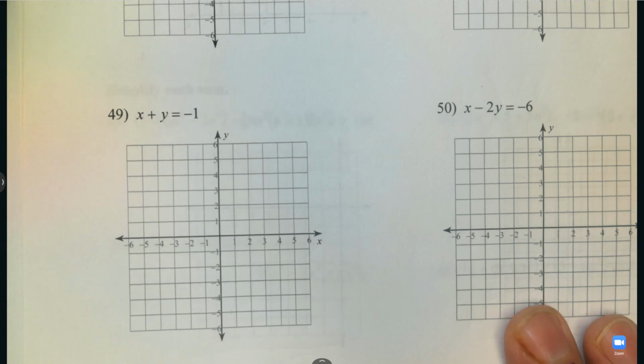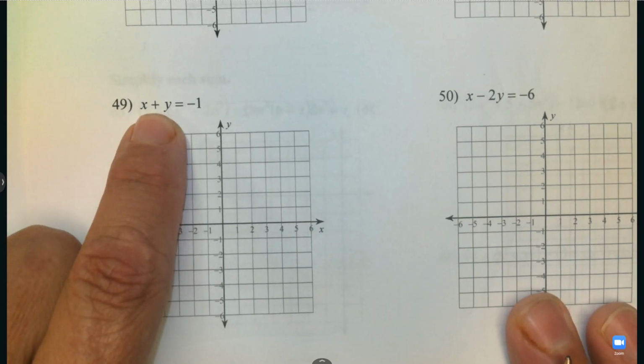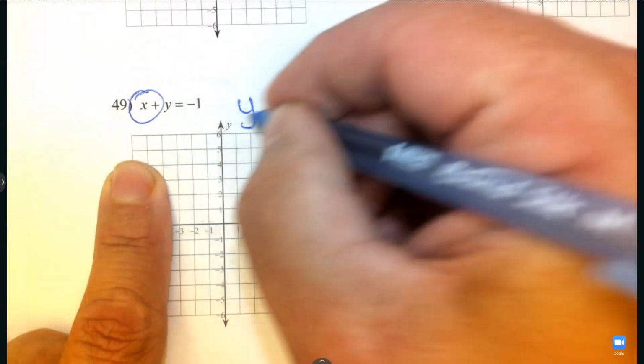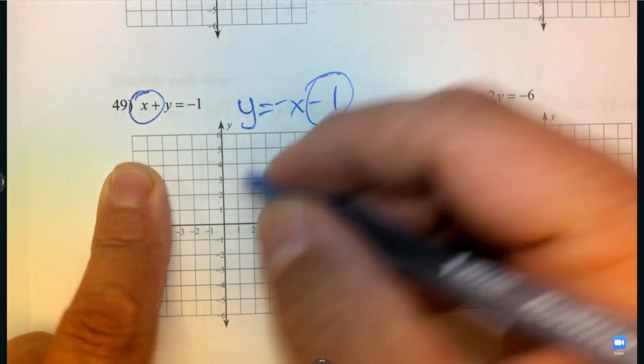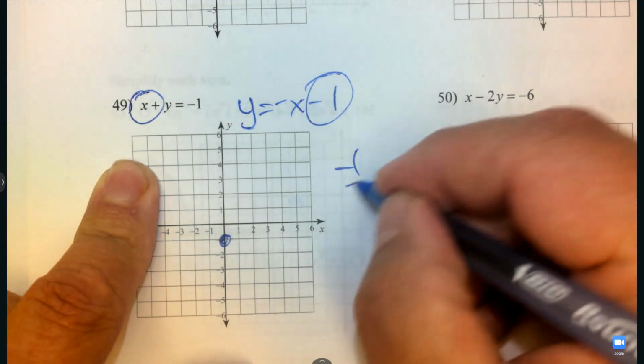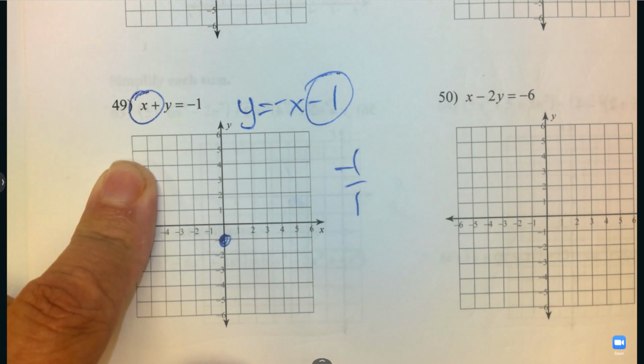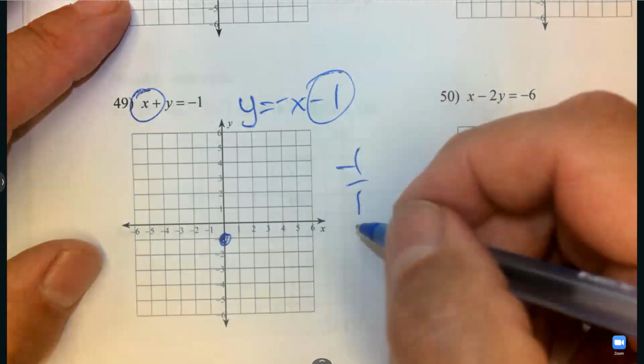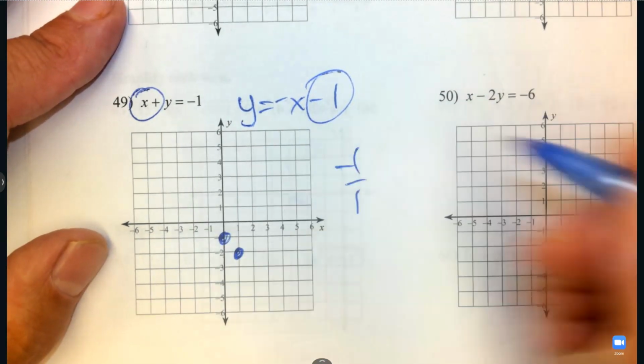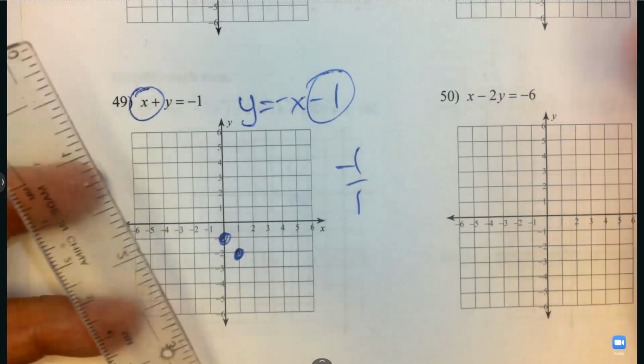49 is like the same one. Instead of positive x, subtract, it becomes negative x. So again, I'm going to start at -1, and then the number you don't see in front of x, you need a top number and bottom number, is -1 over 1. Go down 1 and to the right 1. Almost the same line.